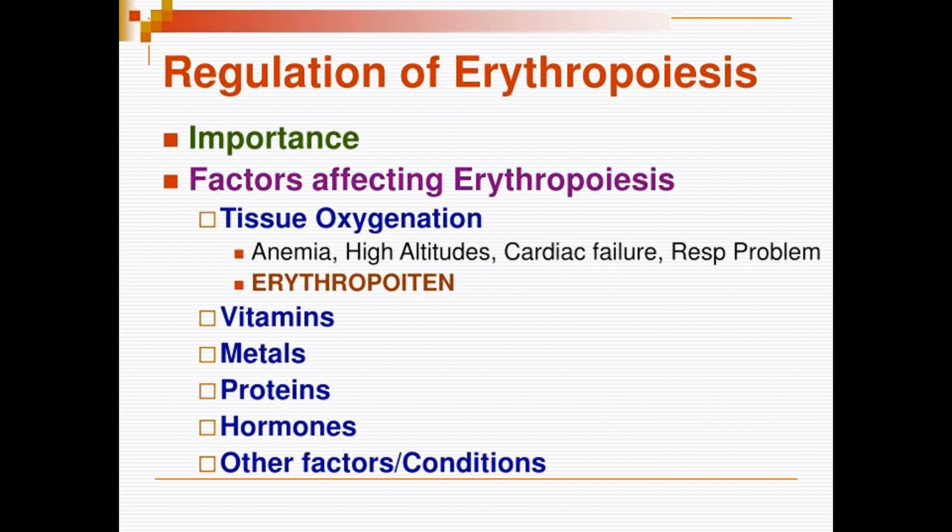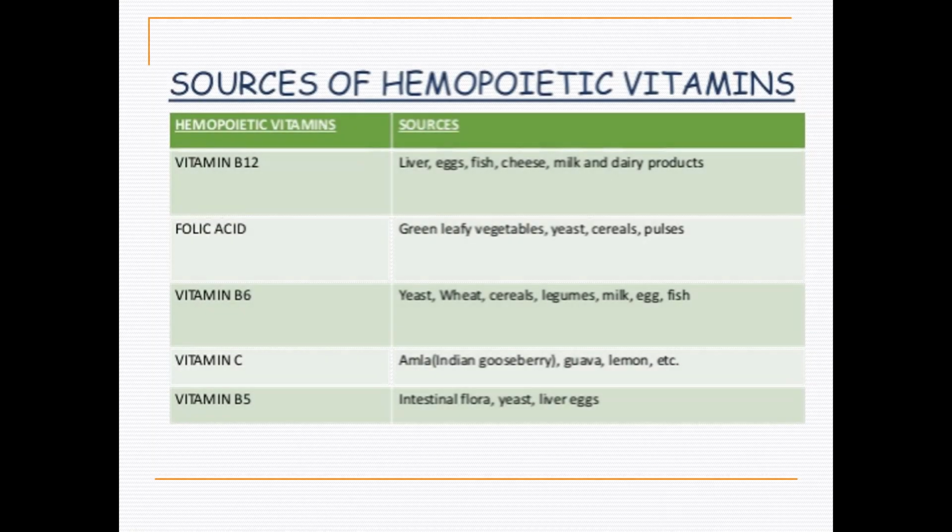Regulation of erythropoiesis is very important, and there are multiple factors affecting erythropoiesis: tissue oxygenation like erythropoietin, and vitamins are very important for the regulation of erythropoiesis, as we discussed earlier about vitamin B12 and folic acid. There are other vitamins that also help, as well as metals, proteins, and hormones. These are some vitamins which help in hemopoiesis, like B12 and folic acid, which we have already discussed, but B6, vitamin C, and vitamin B5 also help in hemopoiesis.